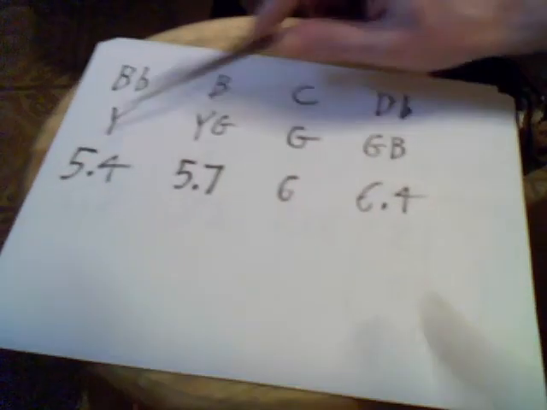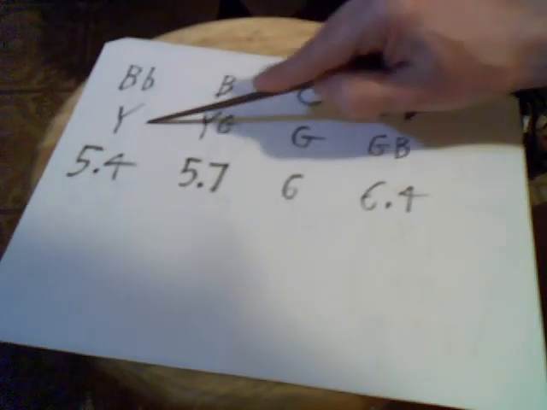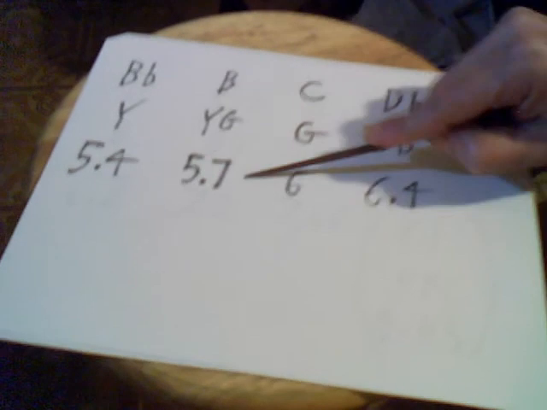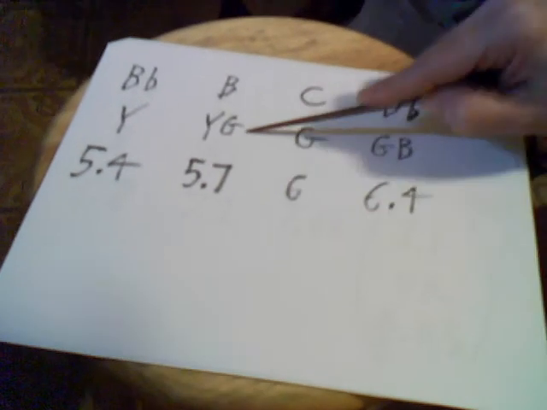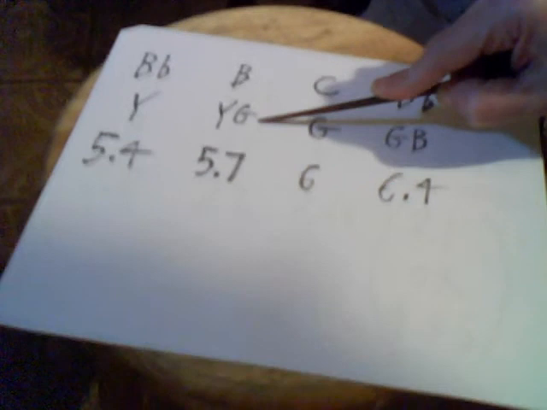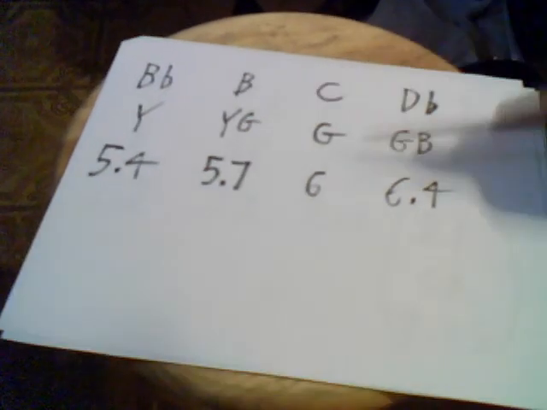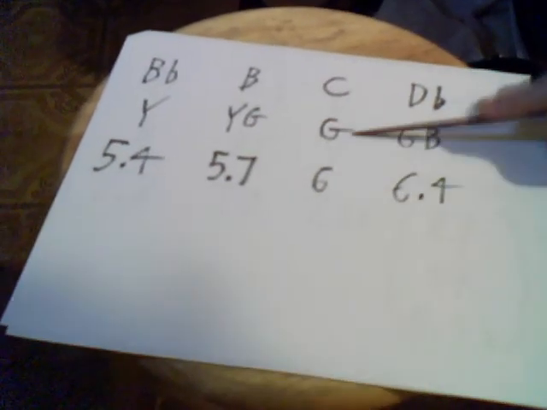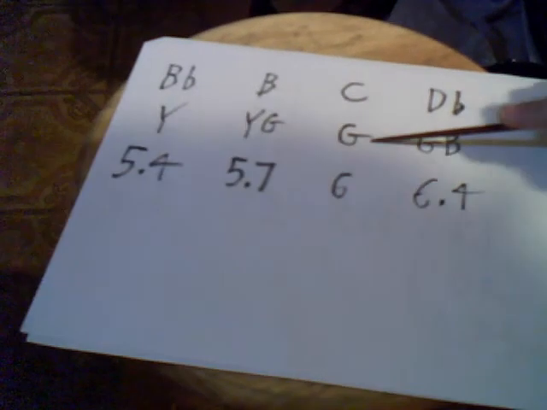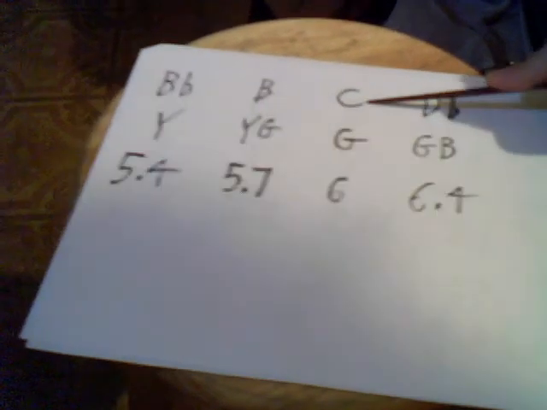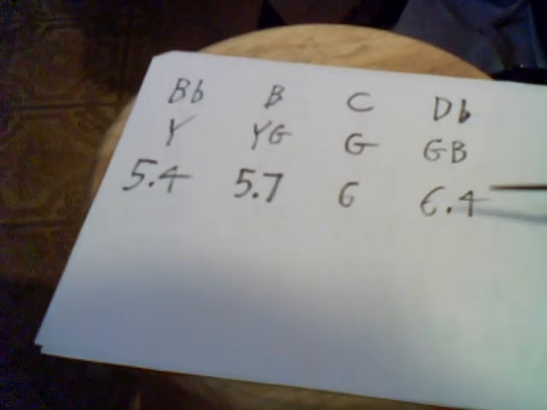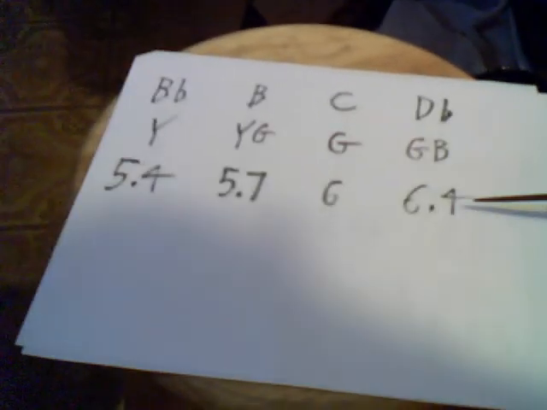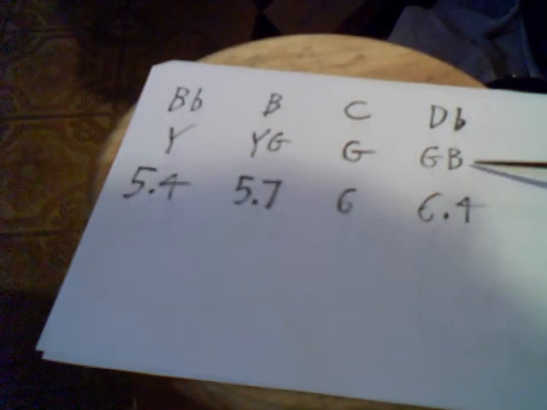B flat would be 540 trillion hertz in color, and is the color yellow, the key of B flat. 570 trillion hertz is yellow-green, which is the key of B, and 6 trillion hertz is the color green, which is the key of C. 640 trillion hertz then becomes green-blue, which is the key of D flat. Not that we can't go in between those, but those are the basics.